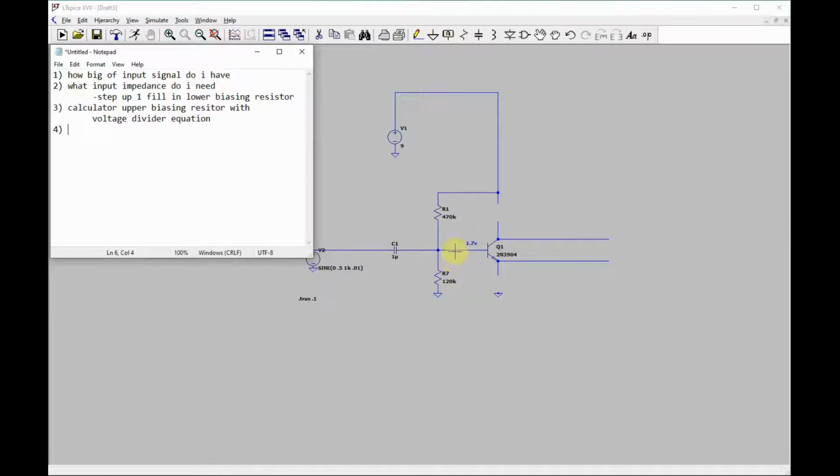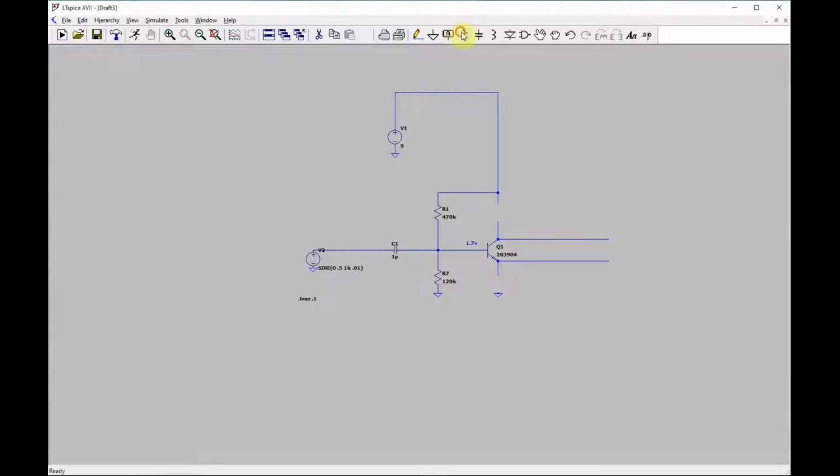So as a rule of thumb, if you have a transistor with an HFE of 100, you can lower this by a factor of 10, which would make this 12K. So you'd put a 12K there. That's if you had an HFE of 100. Then if you say, well, obviously my transistor is more than HFE of 100, it's going to be at least 200, then you cut that in half.